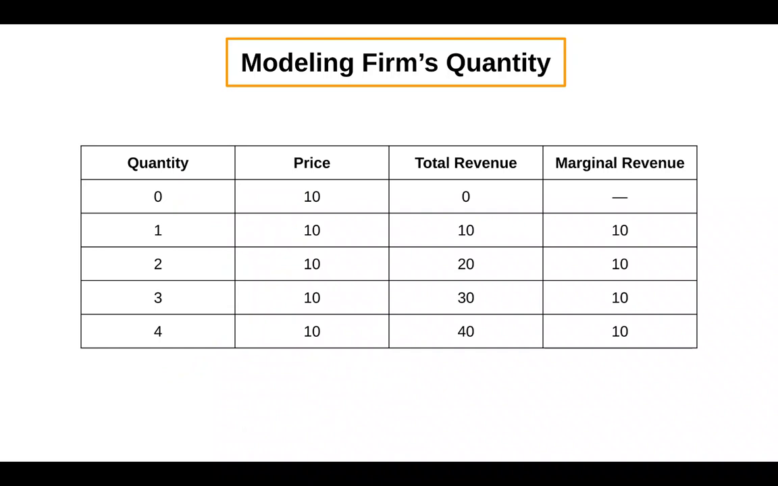Before we go any further, I want to look at this table for marginal revenue. Notice we have the quantities and then the prices, again $10 because they're a price taker. Total revenue is price times quantity, so you can see that. And then marginal revenue is the difference. Notice that marginal revenue is always the same number. It's 10, which is also the same thing as the price.